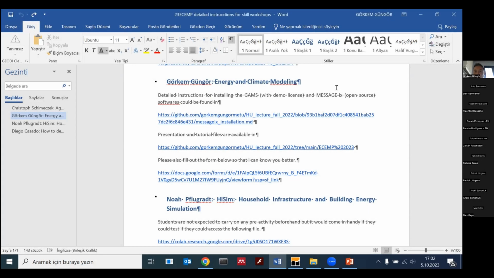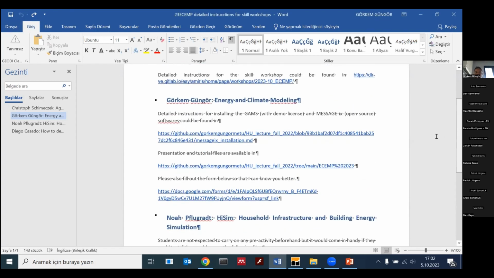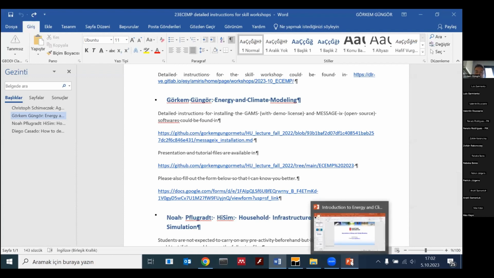Okay, I will first start with the guiding documents. Today, my skill workshop is based on Introduction to Energy and Climate Modeling, and I have two simple examples. In the first example, I will show you the theory behind linear programming and the duality theory, and how linear programming is used to solve the optimization of systems.